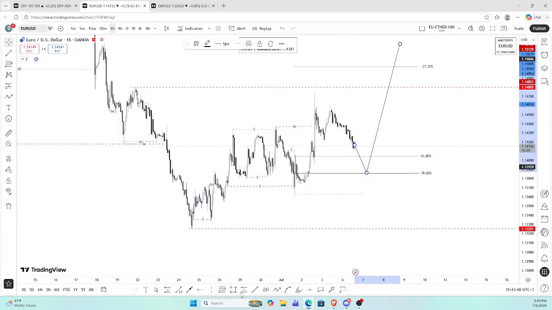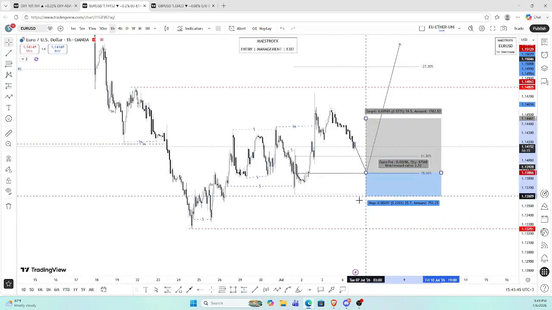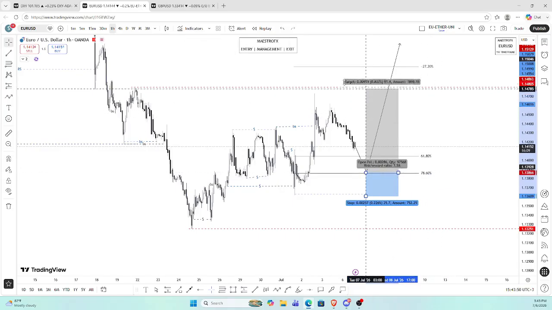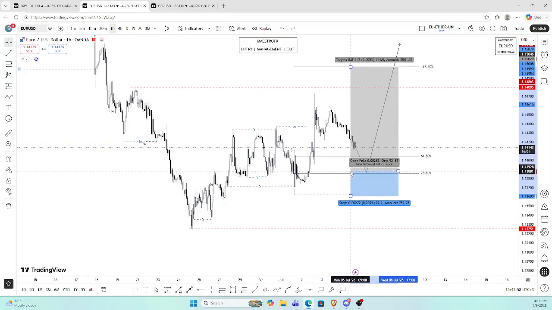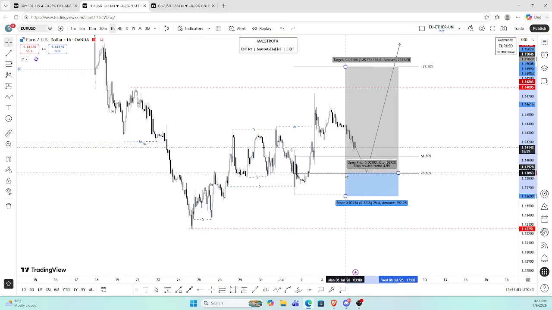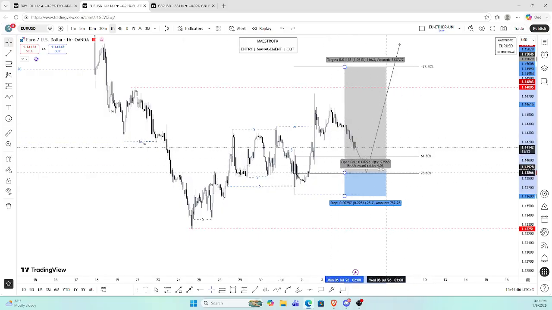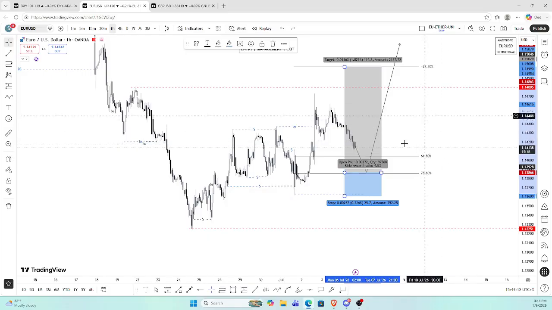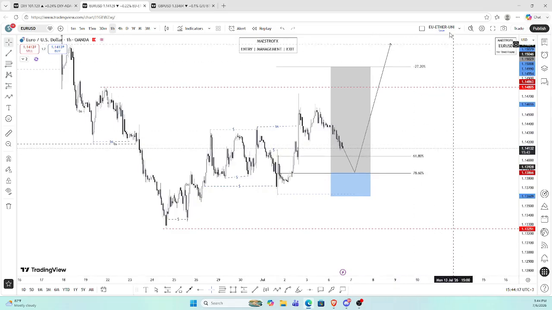If price comes to this level, we can look for a bullish continuation, and bear in mind that you have to look at what the price will do on these levels. And if you'll be clever, you look for further confirmation on the lower time frame. But this is a very valid low and a very valid order block. So let's see what the price will do. That's my analysis on EUR/USD.